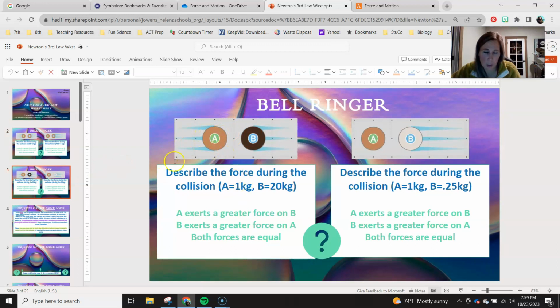Now we're switching up and doing two different masses. A is our lighter puck, only 1 kilogram. B is 20 kilograms, so significantly larger. When those two collide, they're both moving towards each other. What does their force look like?